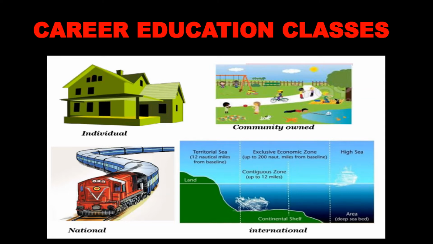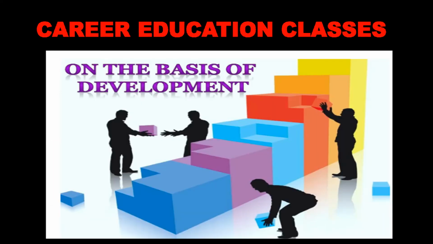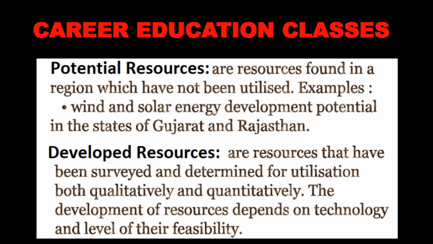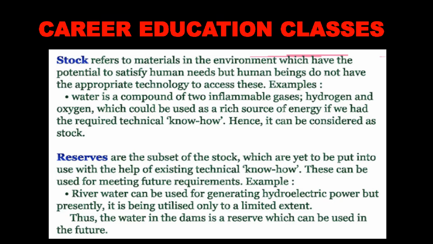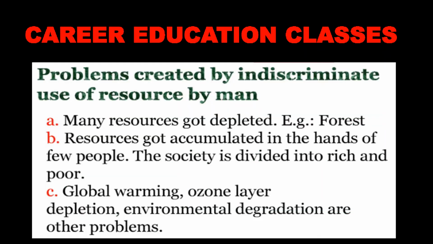Now on the basis of development, there are potential and developed resources. Potential resources are those where you have the ability but are not using it. Developed resources are those you have researched and surveyed for quality and quantity and determined for utilization. Stock means resources which you possess but lack the technology to use. Reserve is a subset of the stock which is yet to be put into use with the help of certain technology.